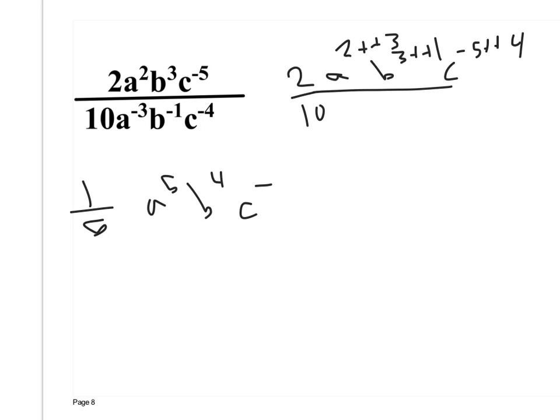Negative 1, right? But do I leave it as this? No, I don't want to leave it as a negative exponent. So I do my 1 over 5, a to the 5th, b to the 4th, and I put c on bottom. So there you go. And actually the book probably won't even have the 1 there. It's probably just going to be a to the 5th, b to the 4th over 5c.